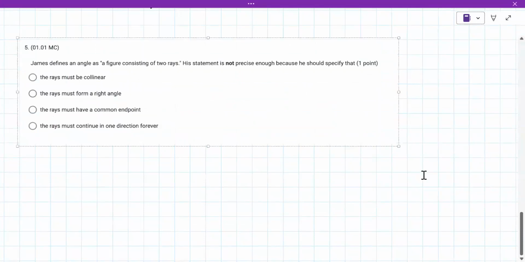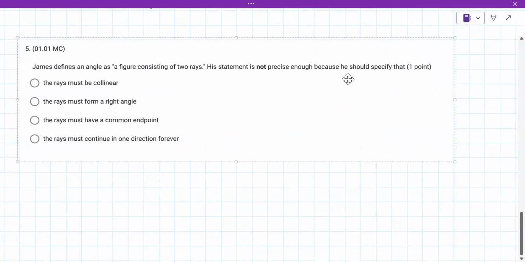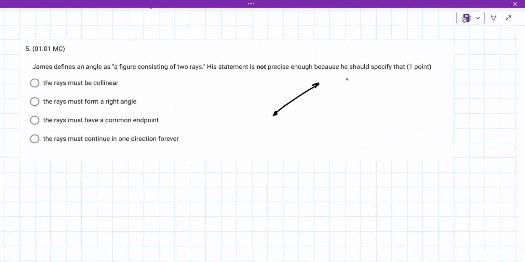Right. So James defines an angle as a figure consisting of two rays. The statement is not precise enough because you should specify that. The problem is, this is a ray and this is a ray. Okay, those are both rays. But to make an angle, they must have a common or shared endpoint. Yeah, exactly. A lot of geometry does have logic in it, like sometimes true, always true, never true. It's just not sufficient.